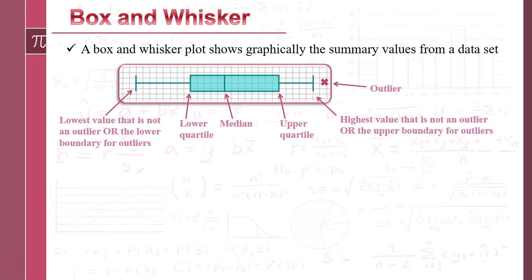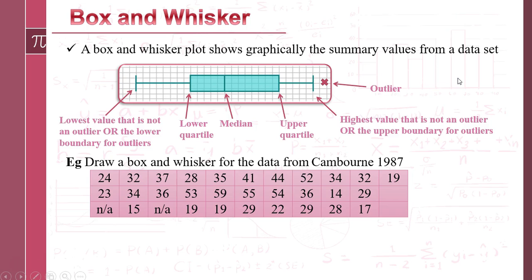So that bit to do with outliers and the end of the whiskers is the only real difference from GCSE. So let's have a look at our data set. Again, taken from the last video, this is our weather data from Camborne in 1987, maximum gust speeds.